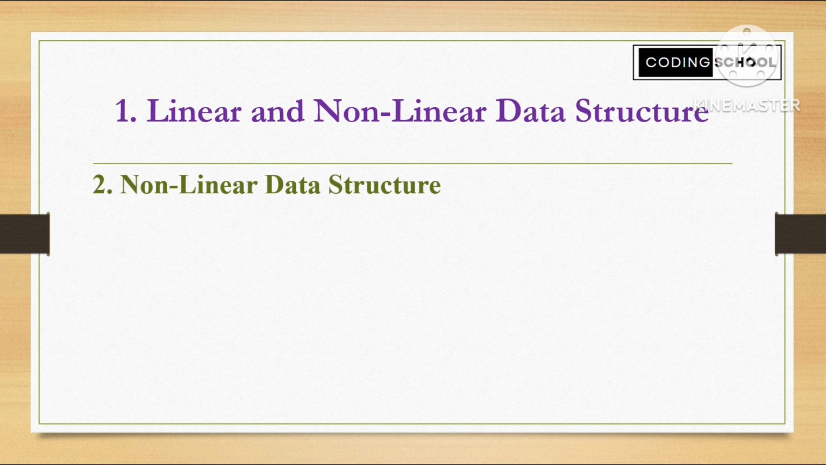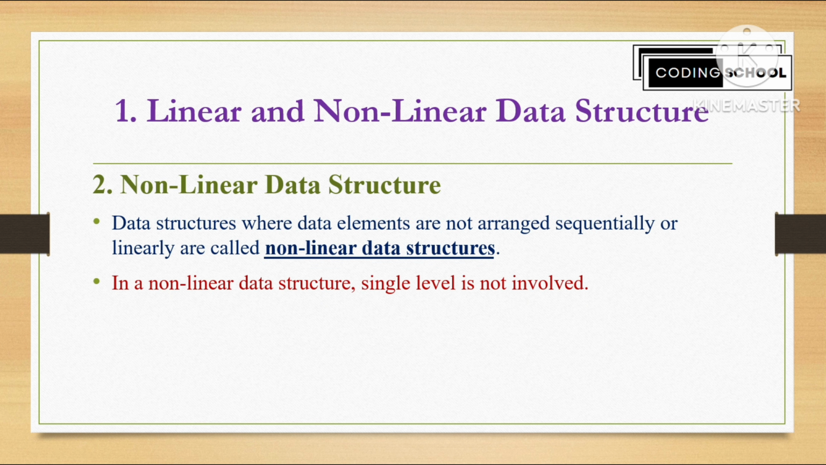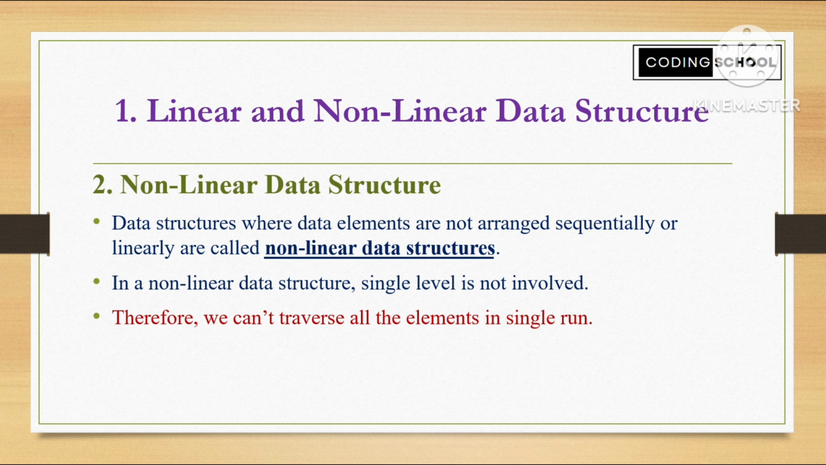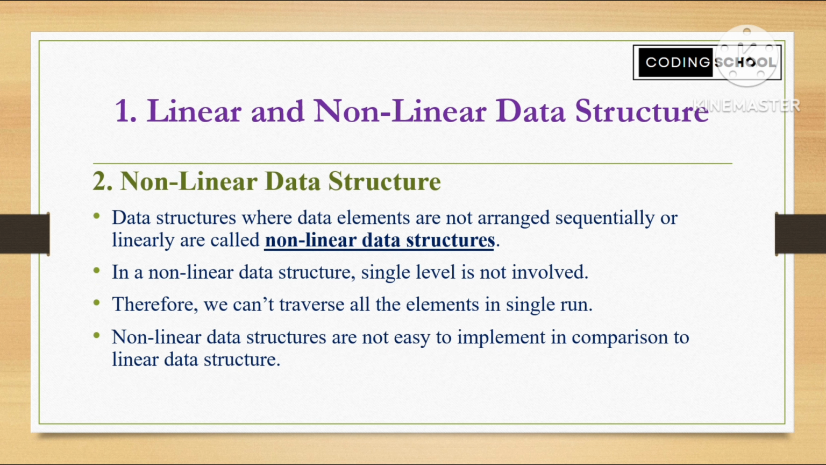Second is nonlinear data structure. Data structures where data elements are not arranged sequentially or linearly are called nonlinear data structures. In a nonlinear data structure, single level is not involved. Therefore, we can't traverse all the elements in single run. Nonlinear data structures are not easy to implement in comparison to linear data structures. Examples of nonlinear data structure are tree and graph.